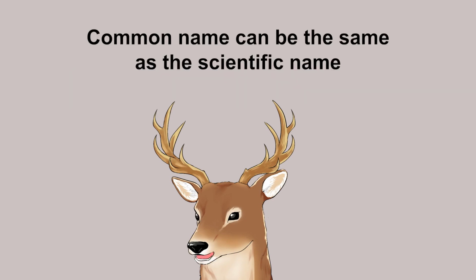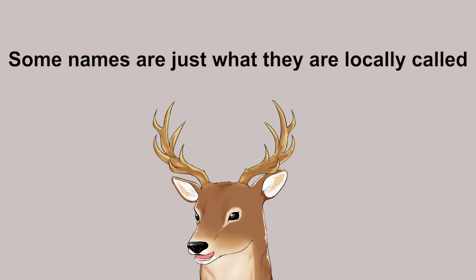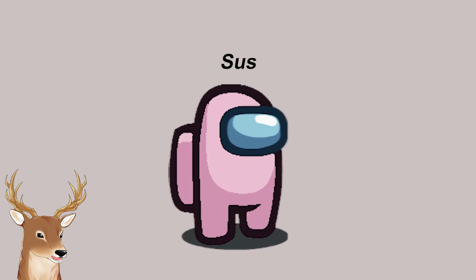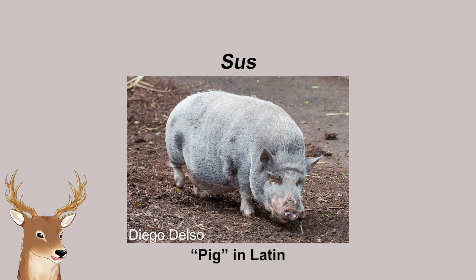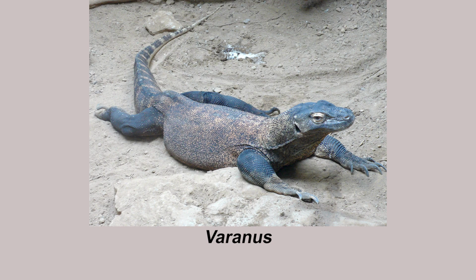Animals' common names could technically be the same as their scientific names. A good example would be boa constrictor, with the scientific name of, well, Boa constrictor. Some scientific names are just what the animal is called in some local regions. For example, Sus. Sus just literally means pig in Latin. While most are from Latin and Greek, some also took names from a variety of languages. I'll give you some examples. Monitor lizard, which is Varanus.